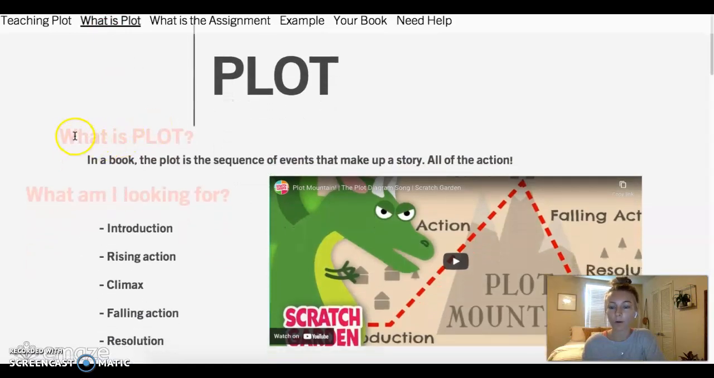Alright, so remember, what is plot? A plot is, in a book, the sequence of events that make up a story. So it's all of the action that takes place in your book. So things that you can look for, you're going to look for the introduction and the rising action of your story and the climax. So you're going to be climbing this mountain, and then what's the falling action? And then how is it resolved? What is the resolution of the story?